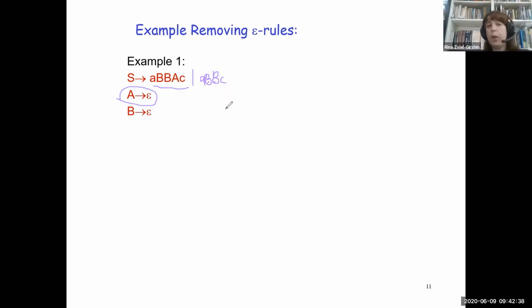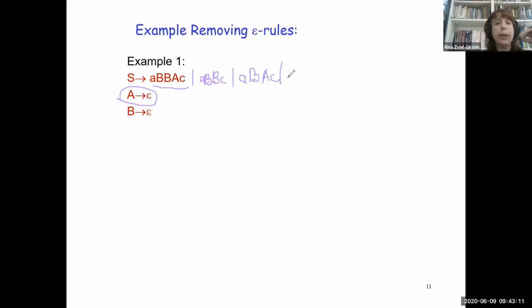To remove B derives epsilon, I will do the same. I will find all the rules where B is used on the right-hand side, and I will replace each B with epsilon. And I will use all the combinations of replacement. Please pay attention, I have two B's here. So I can, for example, in the first rule, replace one of the B's.